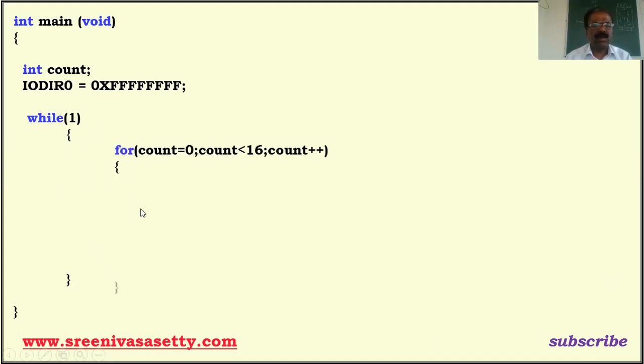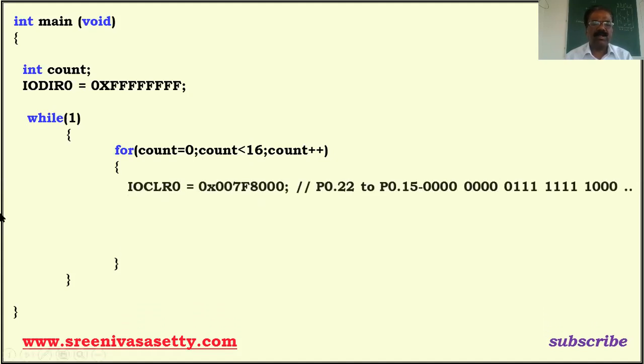Within this loop, I'm going to have a for loop. This is the beginning of the for loop. This is the end of the for loop. I'm going to execute this for loop how many times? That is 16 times, that's 0 to 15, including 0. Because we have to display from 0 to F, 0 to 9 as well as A through F, through appropriate delay.